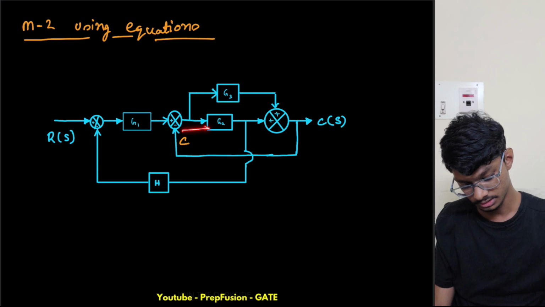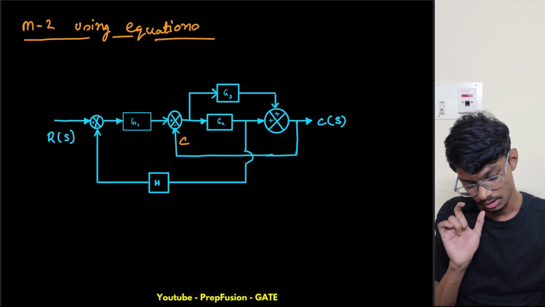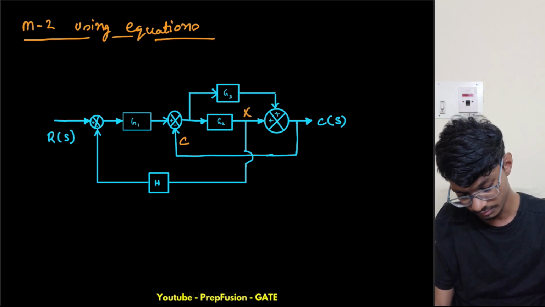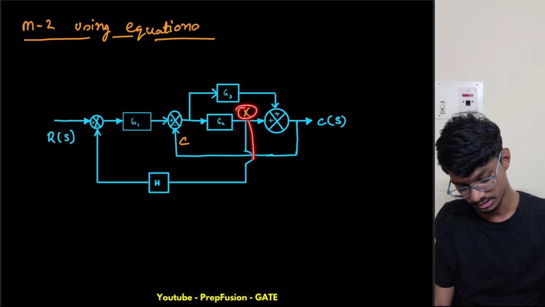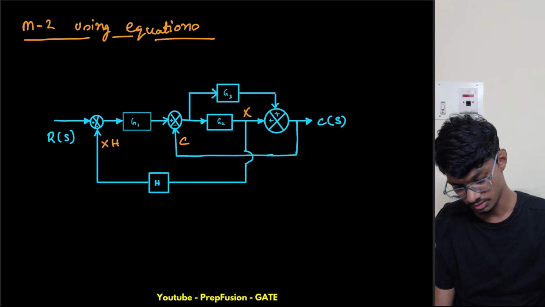What does this become? I don't know. I don't know, so I have to assume some unknown point again. So what I will do is assume x over here. This x gets multiplied with this h, and we get x into h over here.